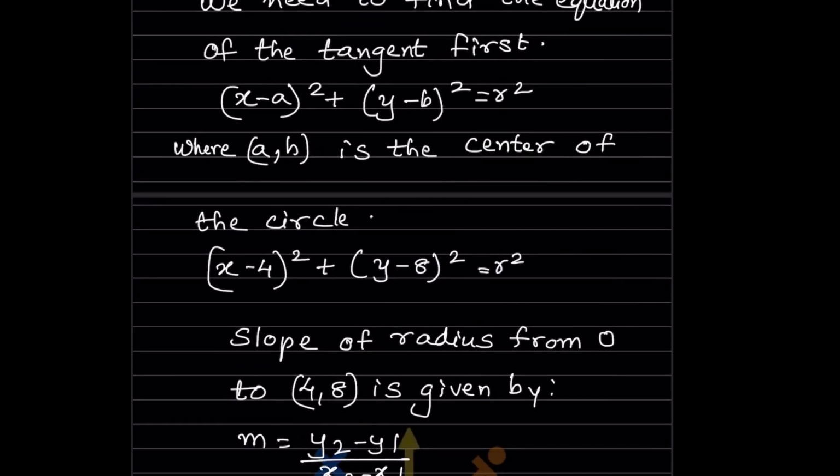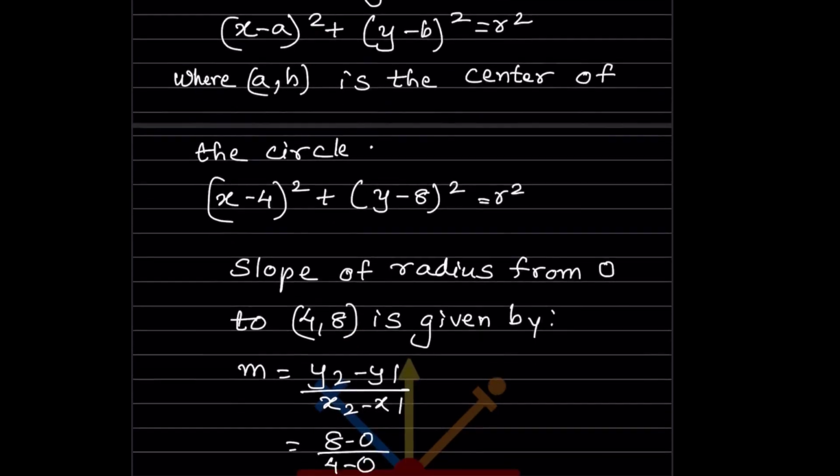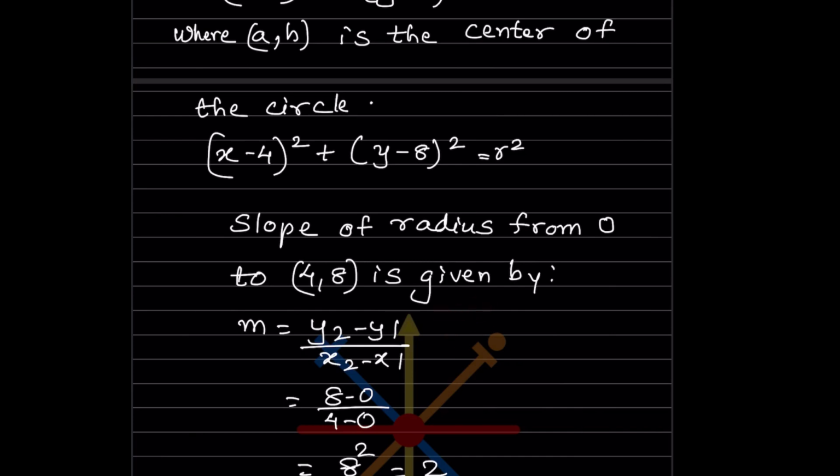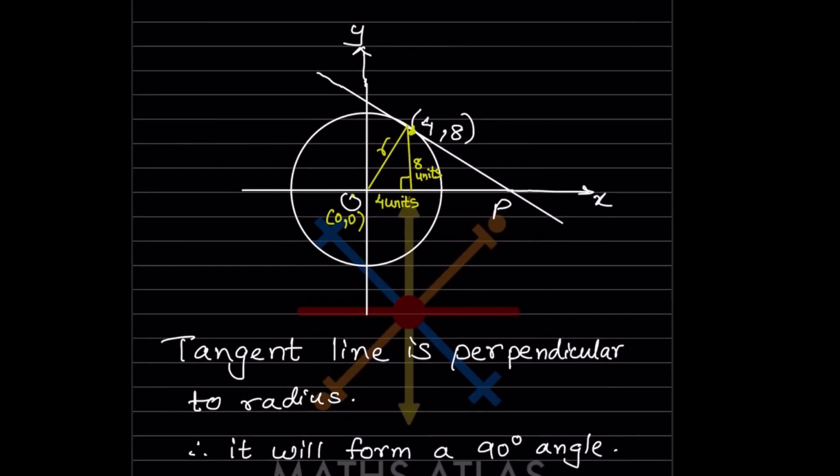And now the slope of the radius from O to (4, 8) is given by... First we have to find the slope. So we know to find the slope, m is y2 minus y1 divided by x2 minus x1. Because this is from the center, this is always going to be 0 and 0. So we will consider this as x1, y1 and this as x2, y2. So you know the slope is y2 minus y1 divided by x2 minus x1.